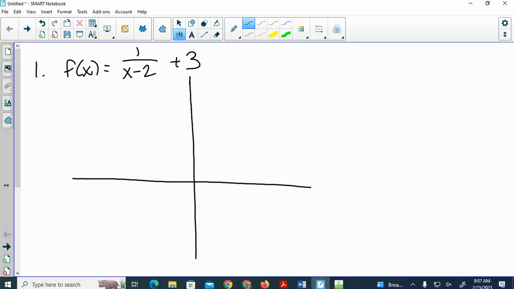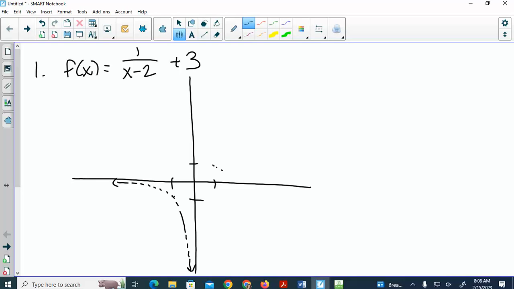Okay. What does the 1 over x, the reciprocal function, look like? You can always plug in 1 over x, you just can't put in 0. 1 over 1 is 1. 1 over 2 is a half. 1 over negative 1 is negative 1. So the parent function looks something like this.